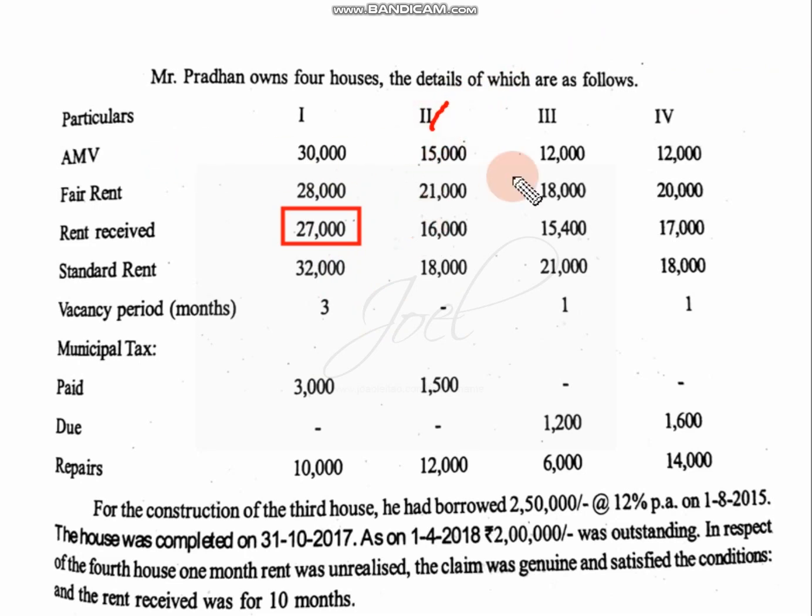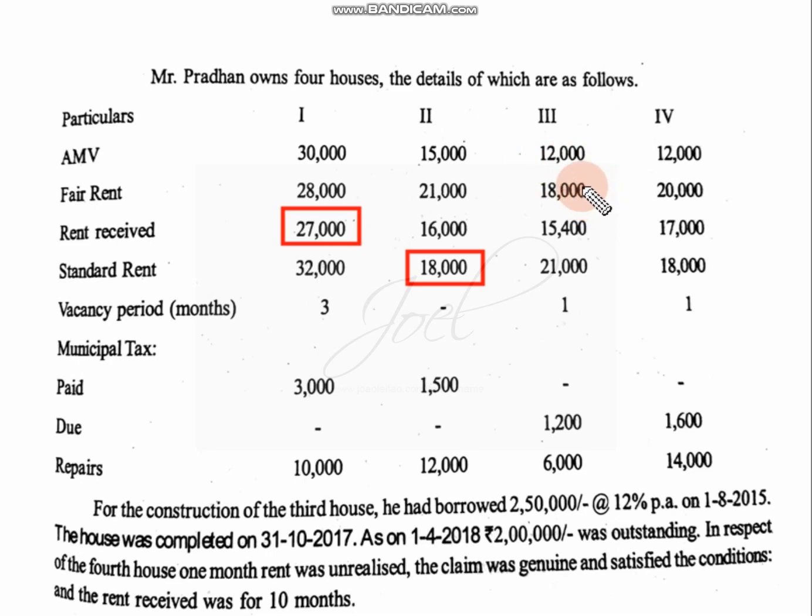In case of the second house, annual municipal value and fair rental value, when you compare, 21,000 is the higher one. 21,000 and 18,000 when you compare, 18,000 is the lowest one. 18,000 and 16,000 we have to compare, 18,000 is the highest one. So that will be my gross annual value. Now whatever adjustment we did for the previous house, it will not be applicable here. Main reason is vacancy period is nil, vacancy period is not there, so it is not applicable here. Next house we will see, there is one vacancy period, here it will work out.